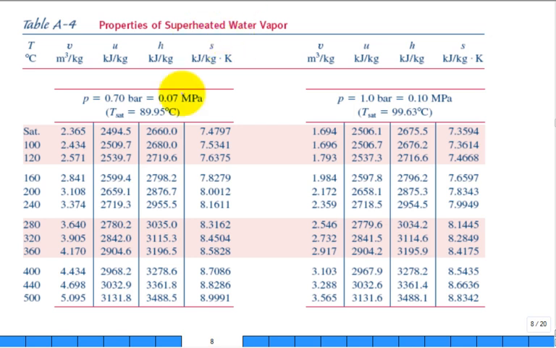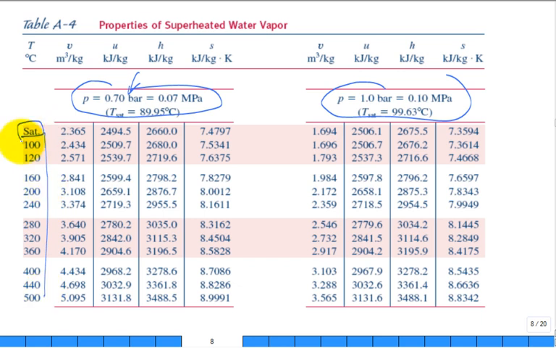Well, how do you get into it? Well, it's in pressure blocks. So all of this data right here is for the pressure block of 0.7 bar. Here's one for 1 bar. And then next index is temperature. It goes from the lowest temperature.